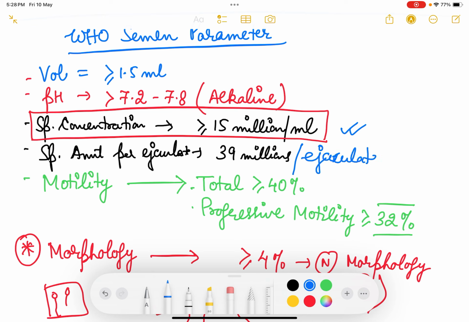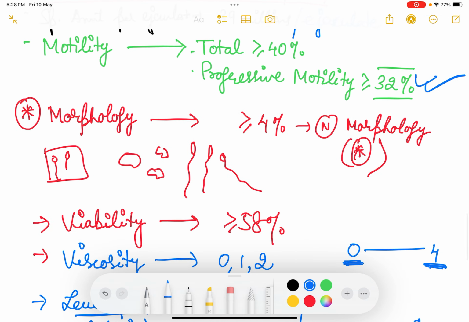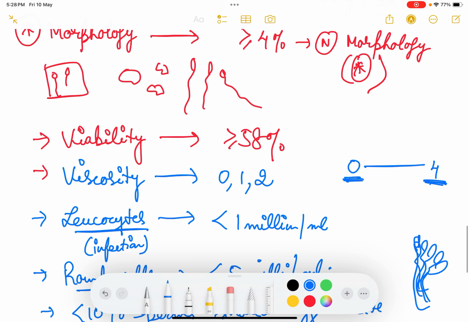Okay, next comes the motility, which is more than 40%, but progressive motility is something which will be asked in examination. It is 32%. Morphology, 4% of it should be normal in morphology, 58% should be live, viscosity should be less than 3, that is 0, 1, 2. Leukocyte content as such will be less than 1 million per ml. If it is more, then it is suggestive of infections and you have to start antibiotics.